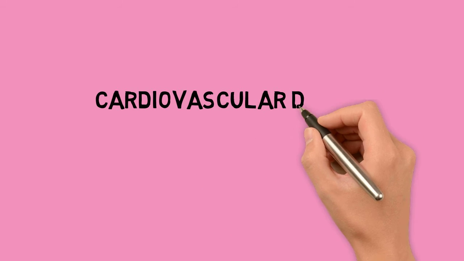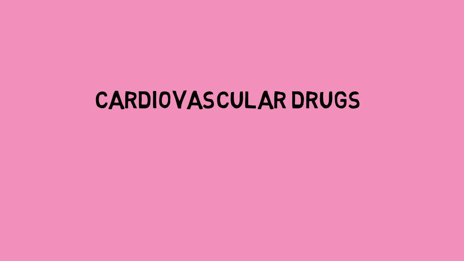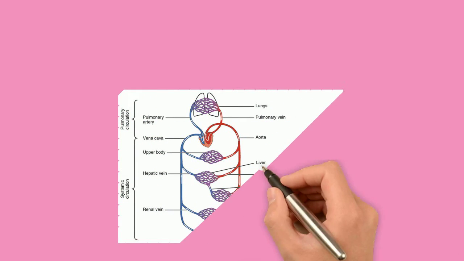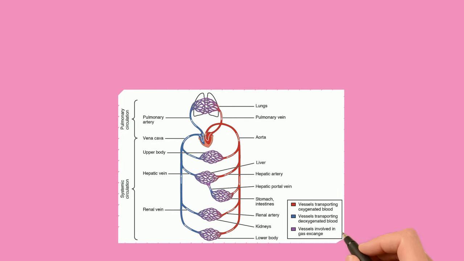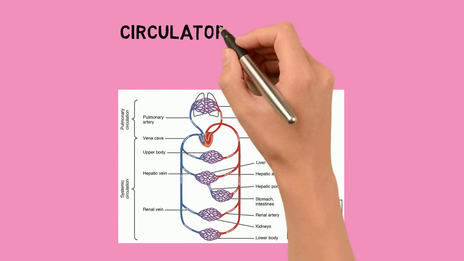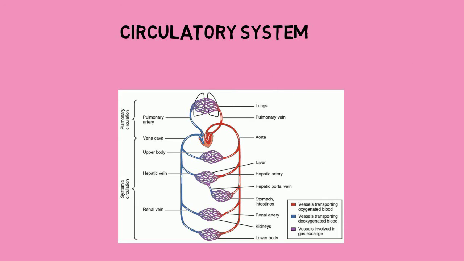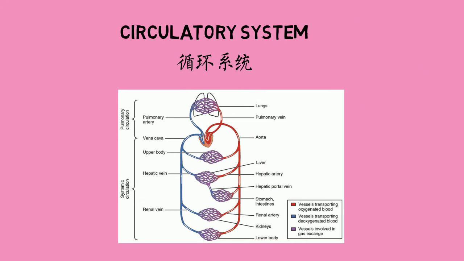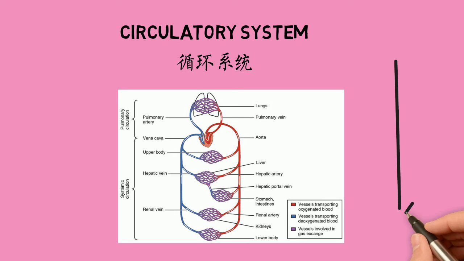Cardiovascular drugs. Before we talk about cardiovascular drugs, we need to know how blood circulates first. The blood circulatory system, the cardiovascular system, delivers nutrients and oxygen to all cells in the body. It consists of the heart and the blood vessels running through the entire body.